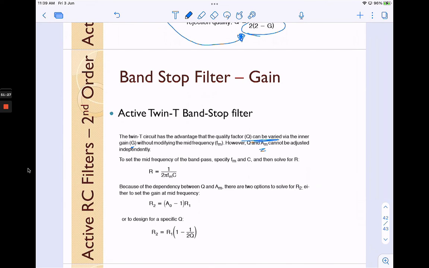To set the mid frequency of the passband, FM and C can be specified and solved for R. And because of the dependency of Q and AM, there are two options to solve for R2, such as to set the gain at mid frequency or to design for a specific Q. So either this one or this one.